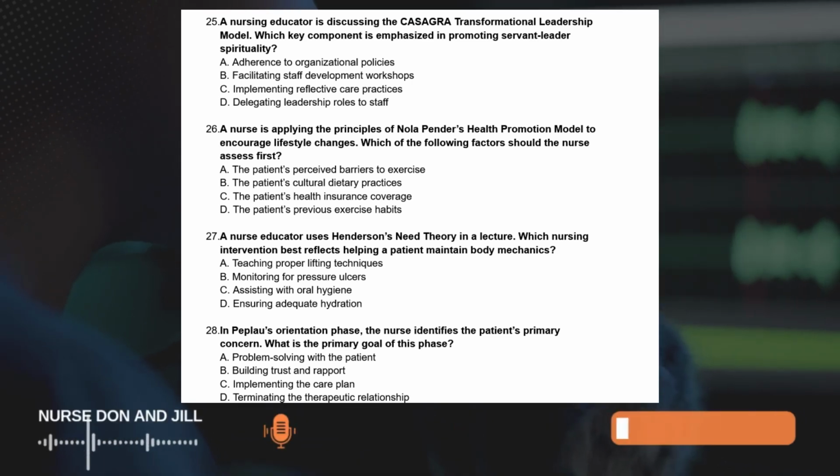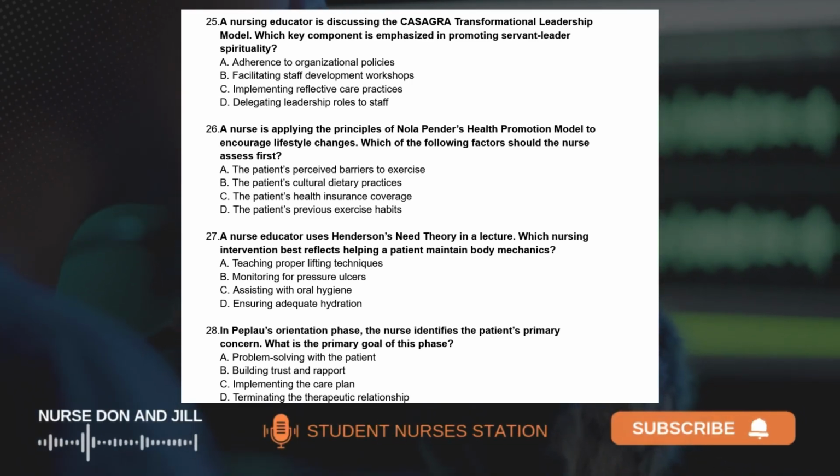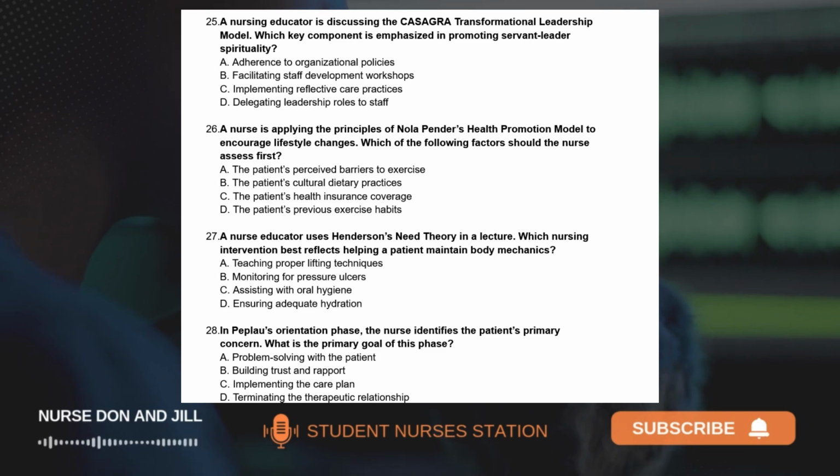Absolutely. We have to recognize that changing behaviors takes time, and we need to be patient and supportive as we help our patients get healthier. Okay, just 2 more questions to go. You got this. Yeah. Nurse Dawn question 27.